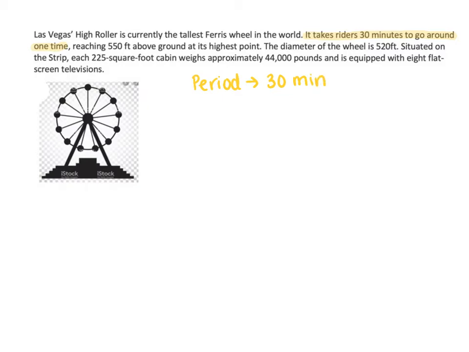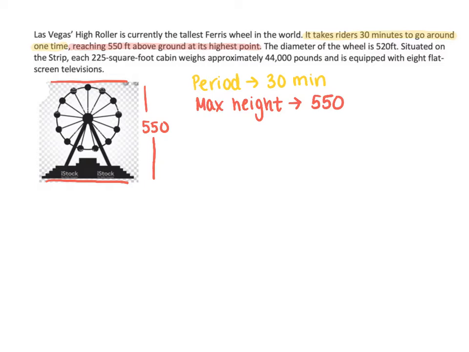The next piece of information that we want to talk about is that the Ferris wheel reaches 550 feet above ground at its highest point. So what that means is the distance from the ground to the top is approximately or exactly 550 feet. So that will tell me that my maximum height is 550.